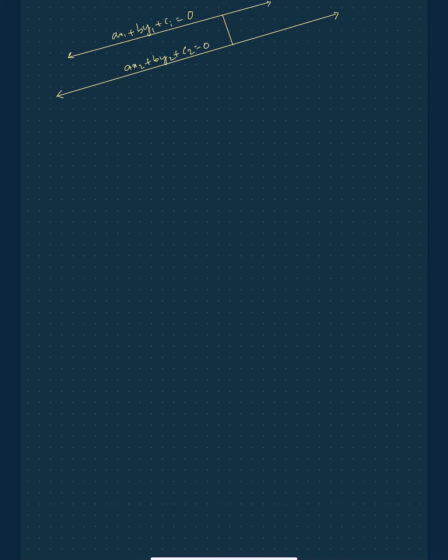So what is the formula here? The formula will be c1 minus c2 divided by the square root of a square plus b square, because the slope is the same. This will be the distance formula. I hope this makes sense.